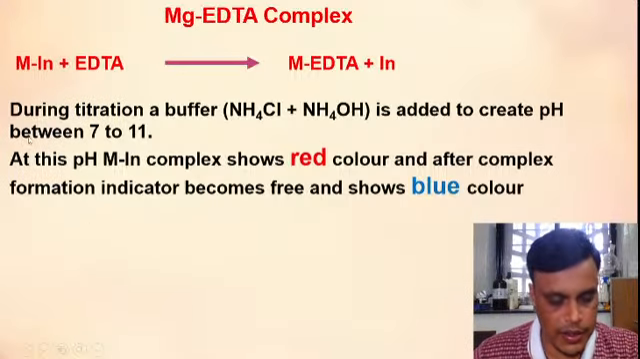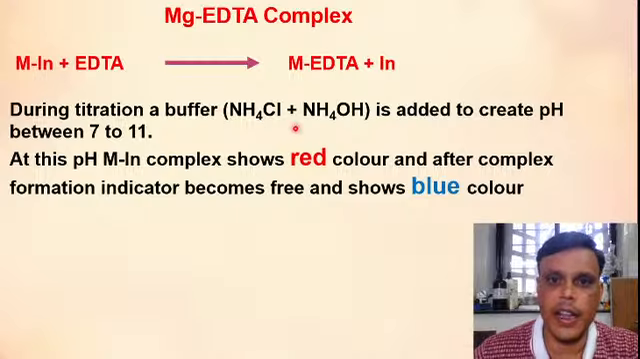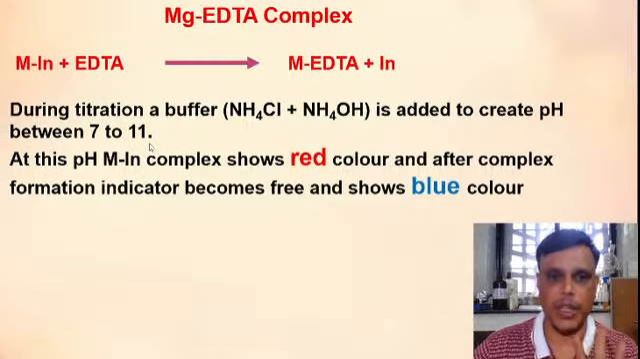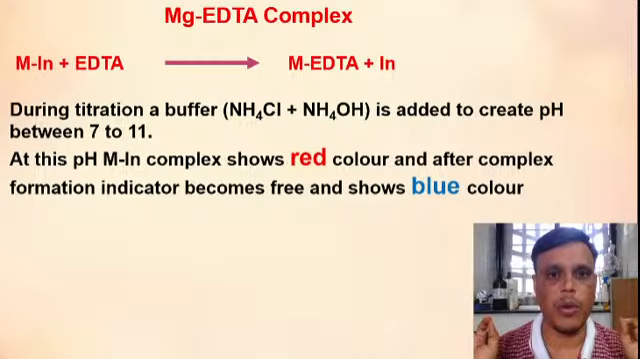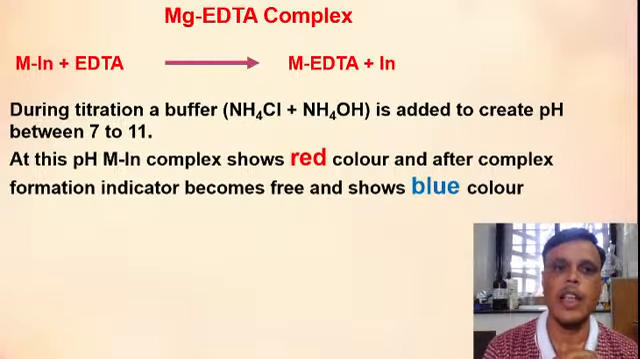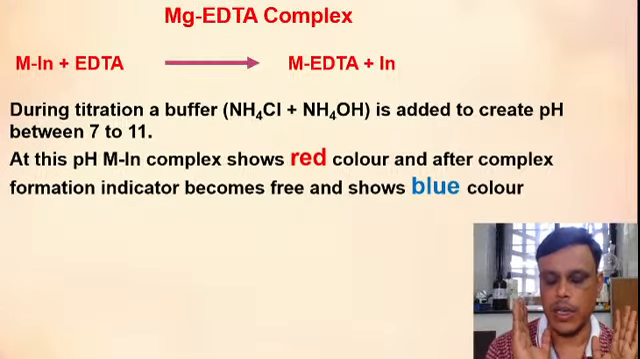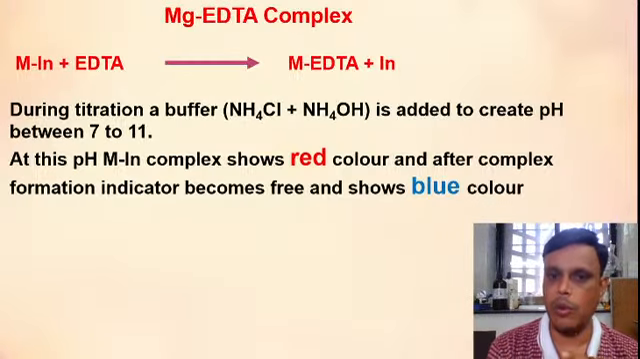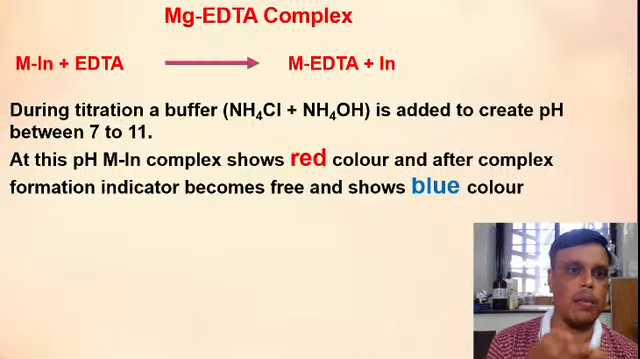So during the titration, now see here, during the titration a buffer, that is NH4Cl and NH4OH, is added to create pH between 7 to 11. During the titration you have to maintain the pH. This is a very, very important condition. And how will you maintain the pH? The pH you have to maintain between 7 to 11. And how will you maintain this pH? By adding a buffer. Very simple.